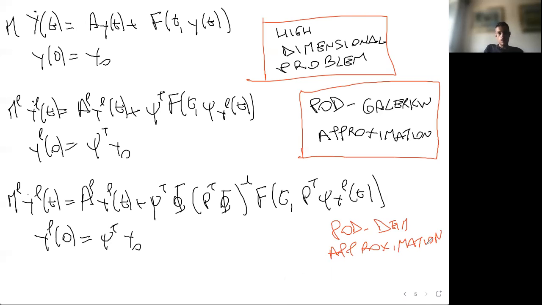Of course, POD DEIM is a further approximation of the POD Galerkin approximation. So we cannot expect that the error here is better than the POD error, but what we can expect is that we are computationally faster. There is always a trade-off between accuracy and computational efficiency. So why should this be more efficient? Let's go to the next slide.